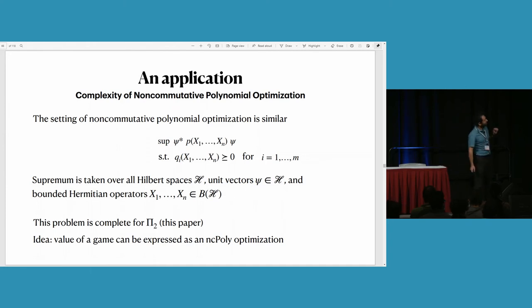This problem is now in Pi2 because of our result, and the way to see that is that the value of a game can be expressed as a non-commutative polynomial optimization problem.